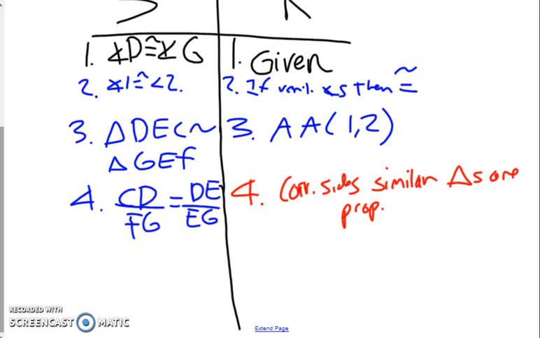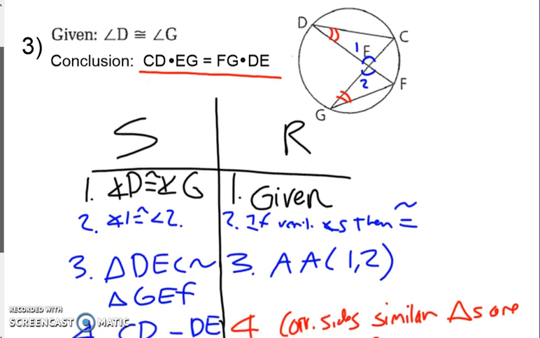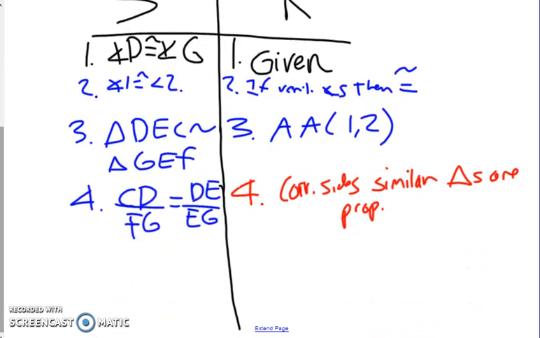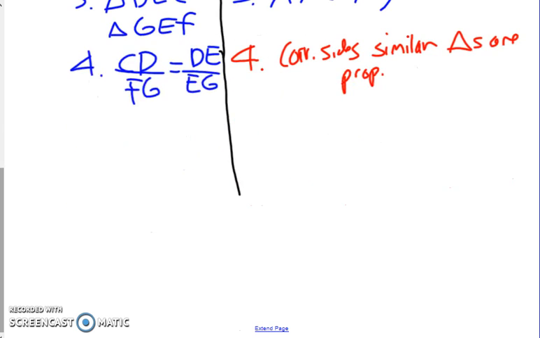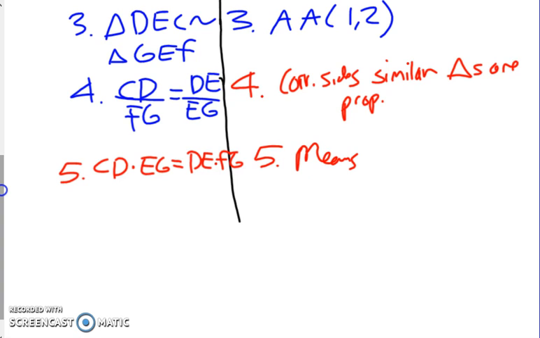Finally, to get this proportion to give us the conclusion we want up there, we need to use the means extremes products theorem. So we need to conclude by this cross-multiplying idea that CD times EG equals DE times FG. And again, the reason here is the means extremes product theorem.